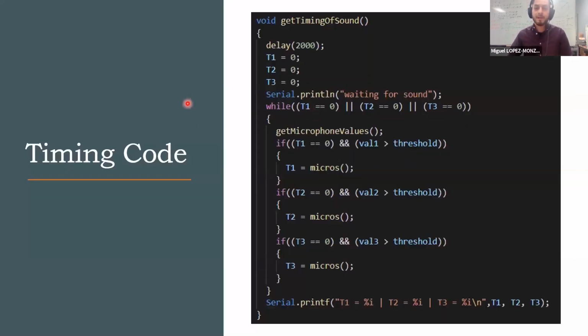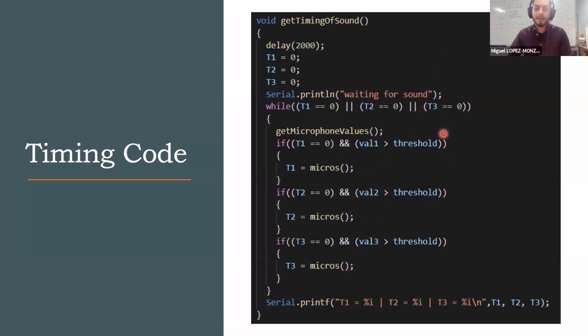So here's a little snip of the code that I programmed. It's the timing code. What this does basically is gets our values for each of the microphones, named values 1, 2, and 3. And this threshold is a specific threshold that we set up in order to detect a sound so that not random sounds are detected. You know, a high-pitched, one solid sound is picked up.